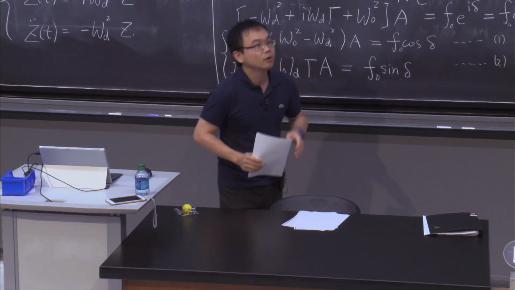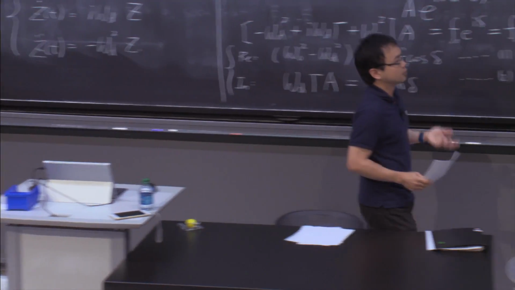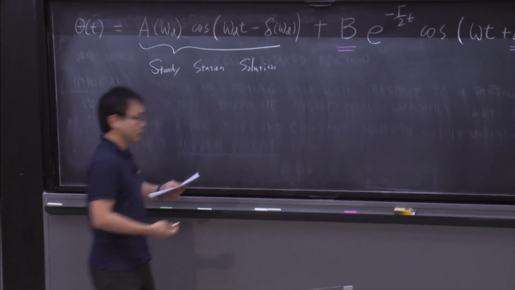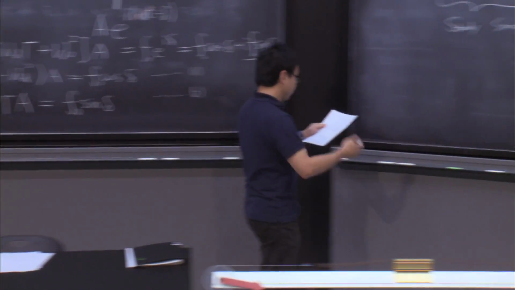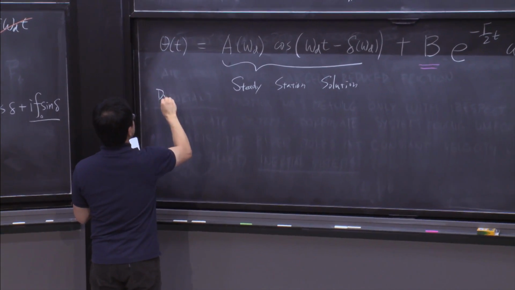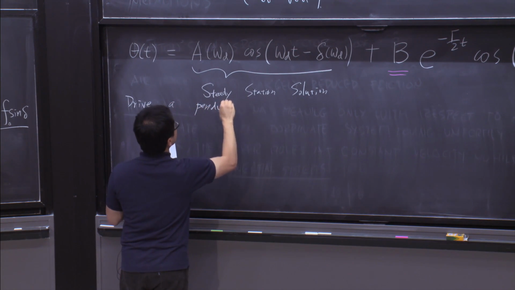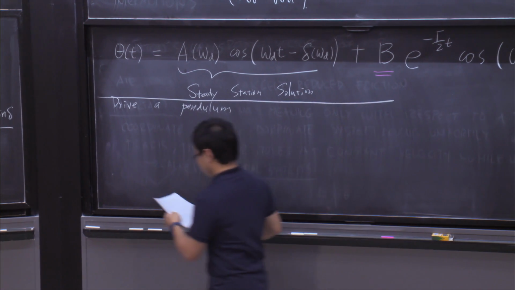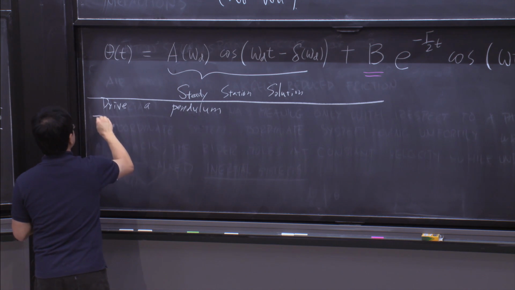In order to help you learn a bit how to translate a physical situation into mathematics, I'm going to introduce another example so that we can solve it together. So now I would like to drive a pendulum. I prepare a pendulum at time equal to 0.